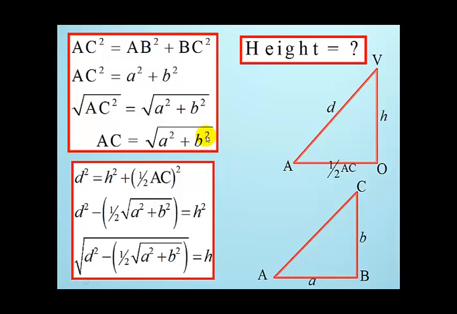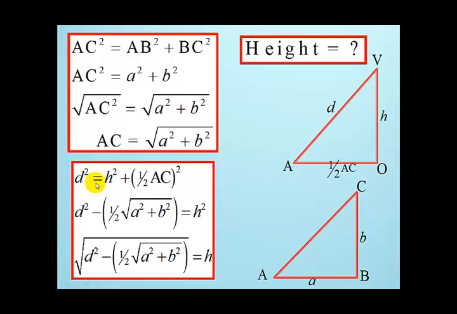Now that we know AC, we can take half of AC and the distance from A to O is known. Now let's consider triangle VAO now that we have the distance AC. Triangle VAO is a right angle triangle with a 90 degrees angle at O. So from the Pythagoras theorem, the square of the longest side, that is D square, is equal to the sum of the squares of the other two sides, that is H square plus the distance AO square. So D square is equal to H square plus the distance from A to O, which is half AC, squared.